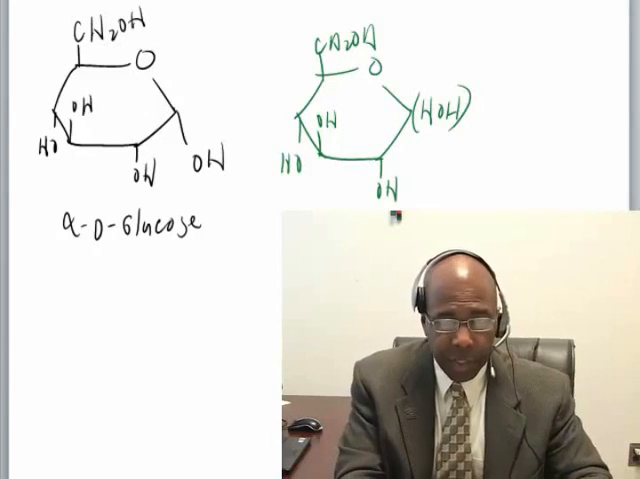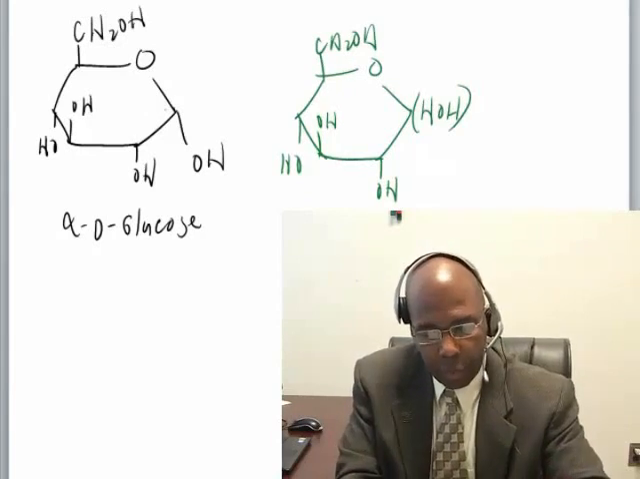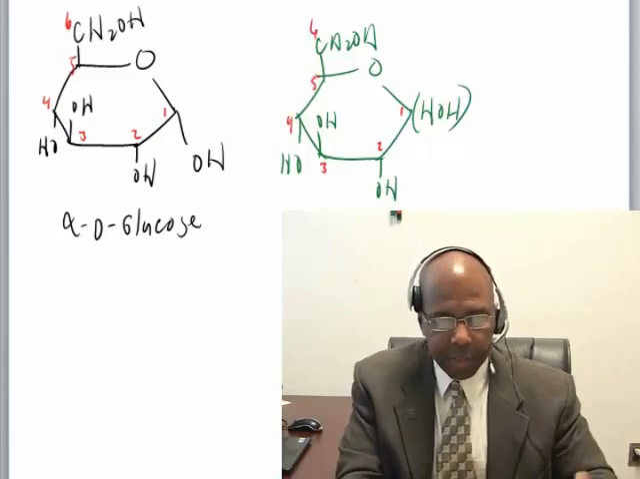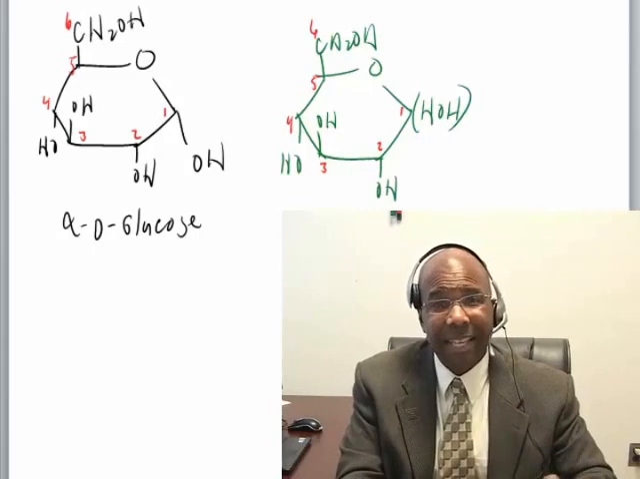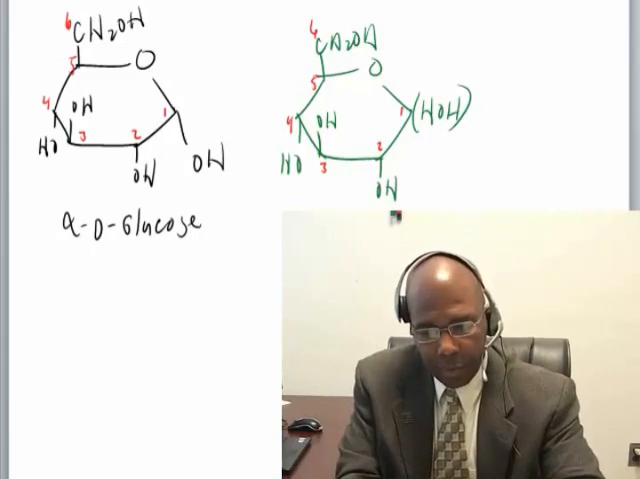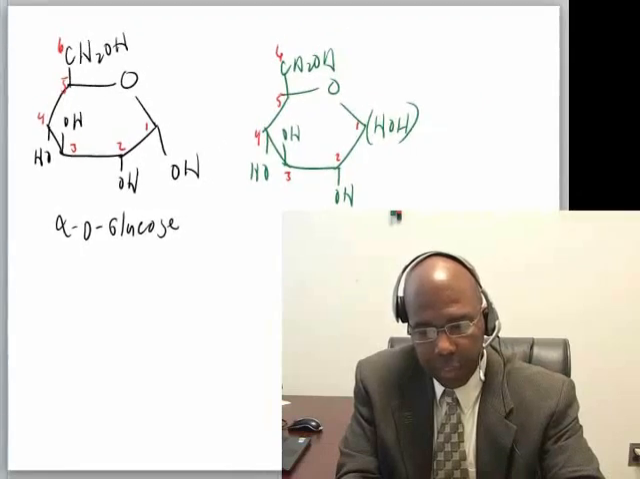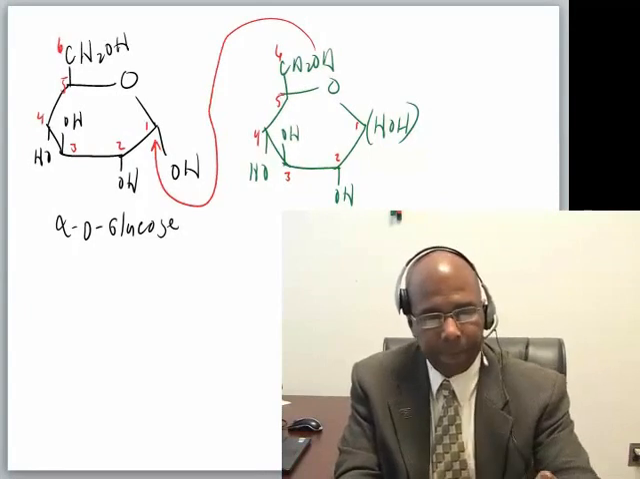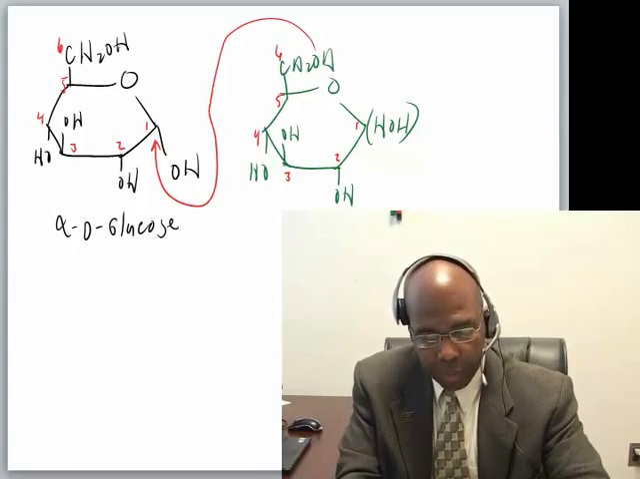And so the linkage here, let's number our carbons: 1, 2, 3, 4, 5, 6, and 1, 2, 3, 4, 5, 6. And so the linkage is going to be a 1,6 linkage. What's going to happen here? The electrons here, let's use red, are going to attack the anomeric carbon.